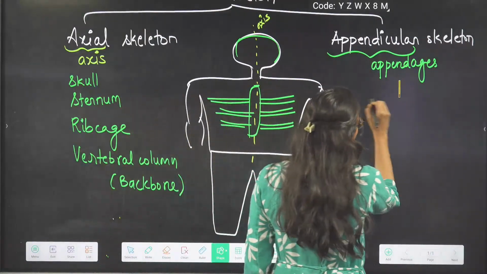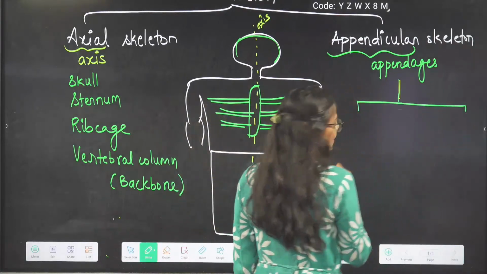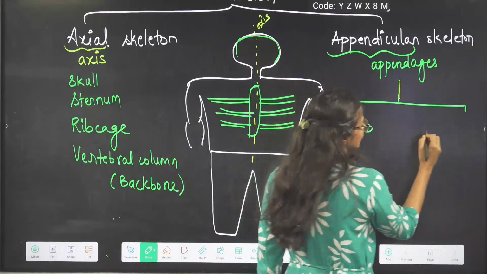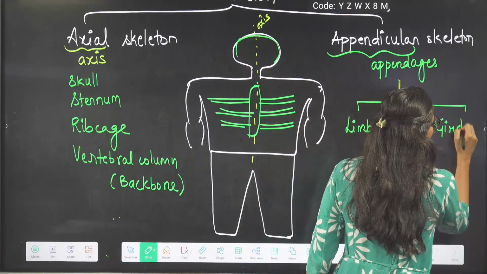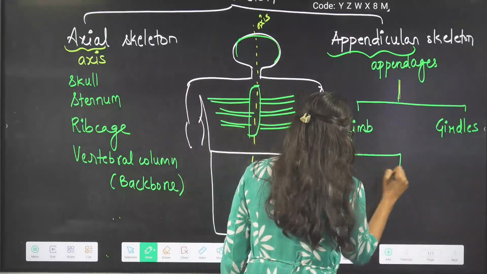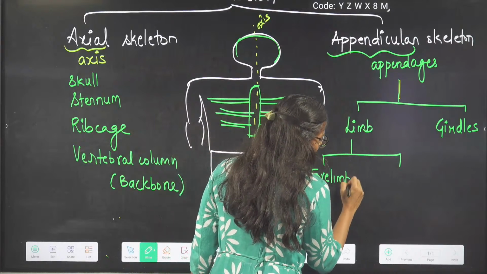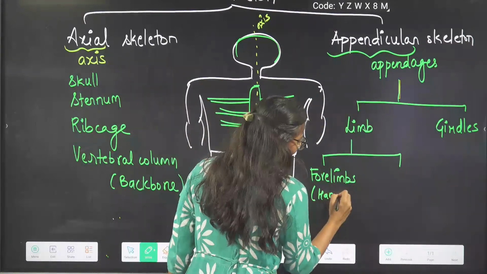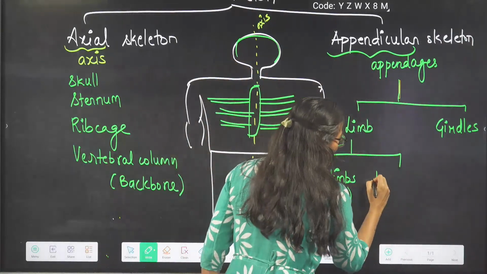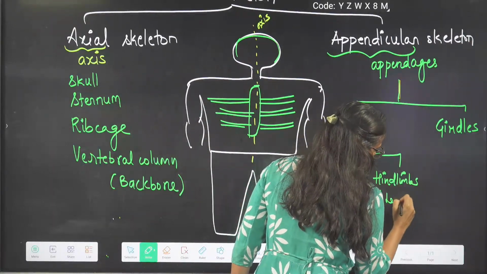Now in the appendicular skeleton, here also we can have two parts. One is your limb bones, and the other one is the girdle. So first, talking about limbs, we have two types of limbs. One is forelimbs. What are forelimbs? Forelimbs are nothing but the hands. These two are forelimbs. And then we have two hind limbs, which are our legs.